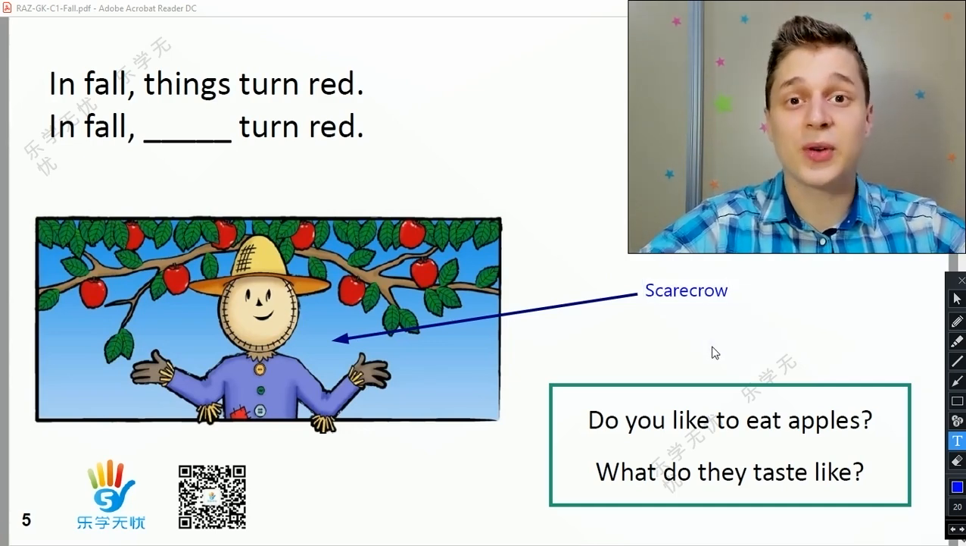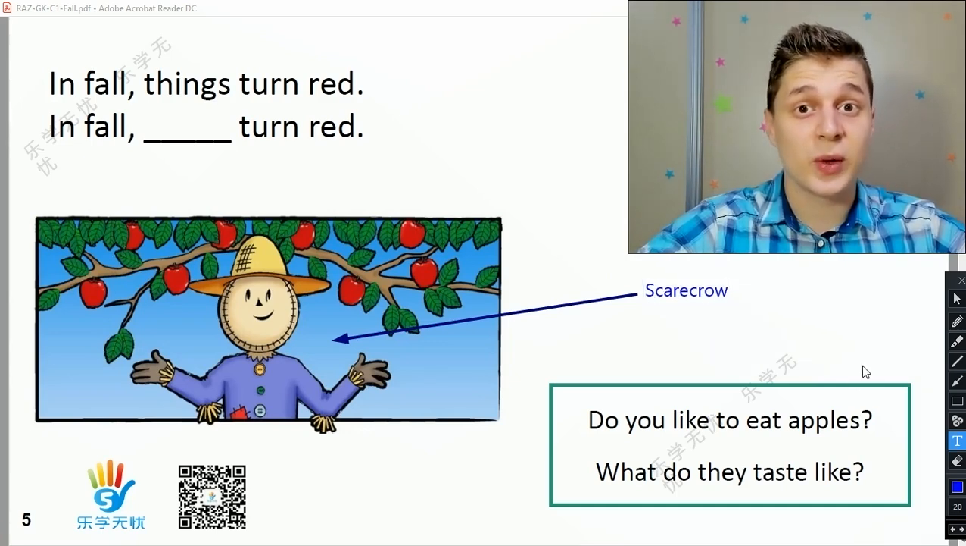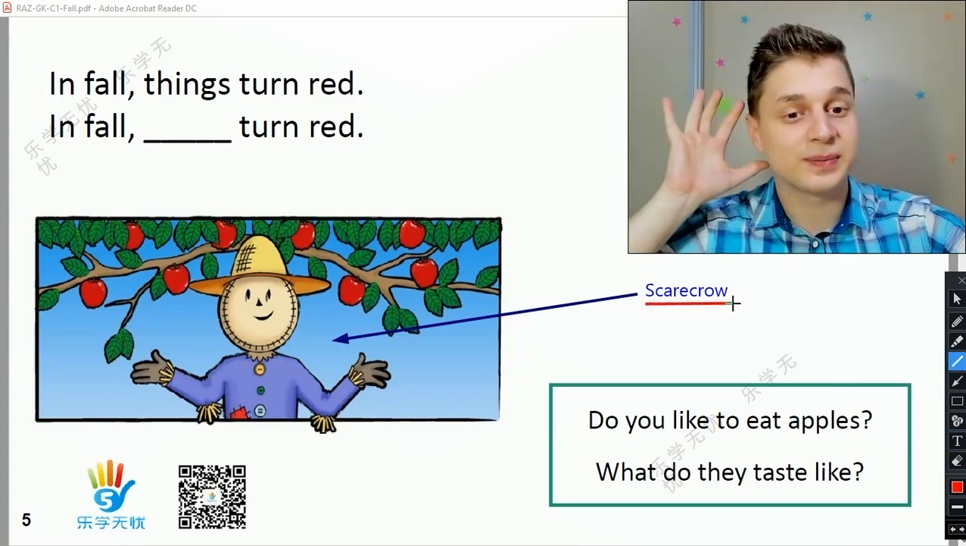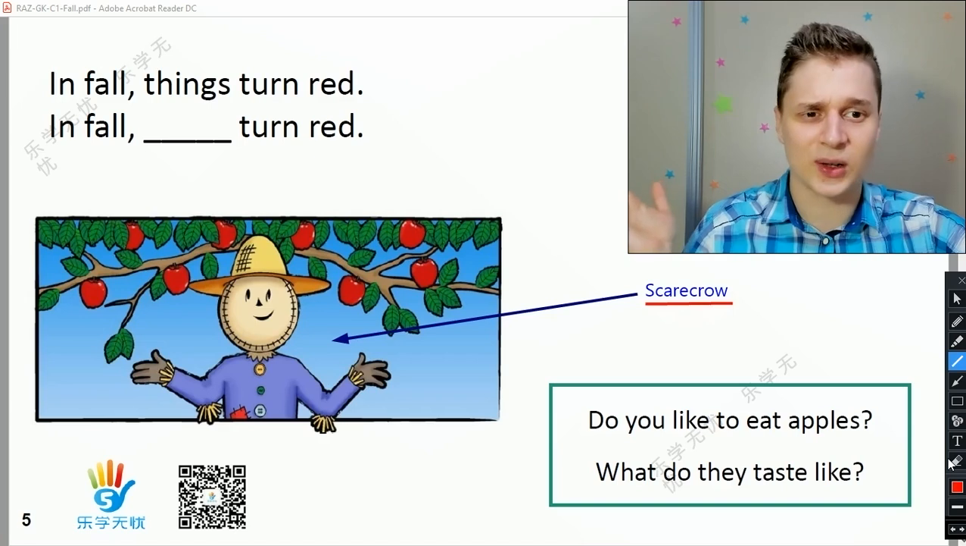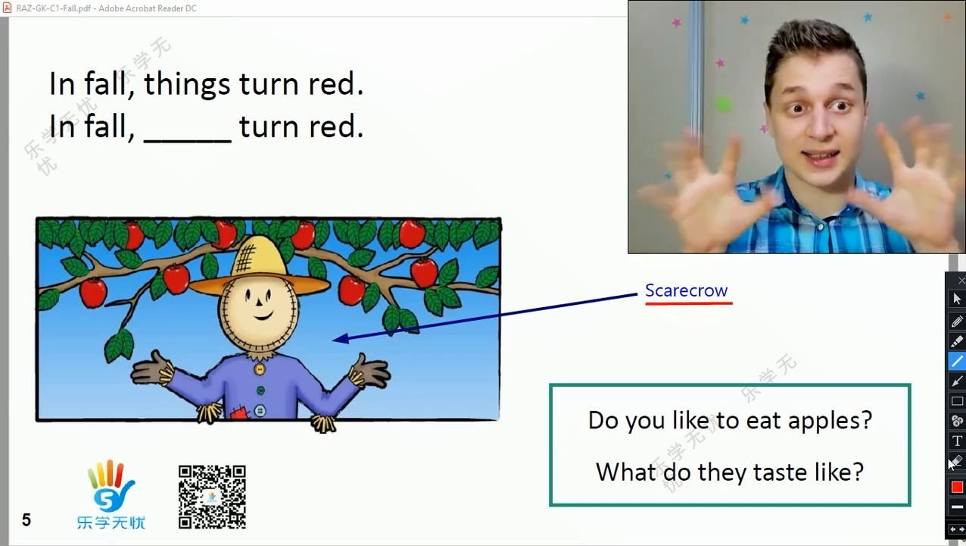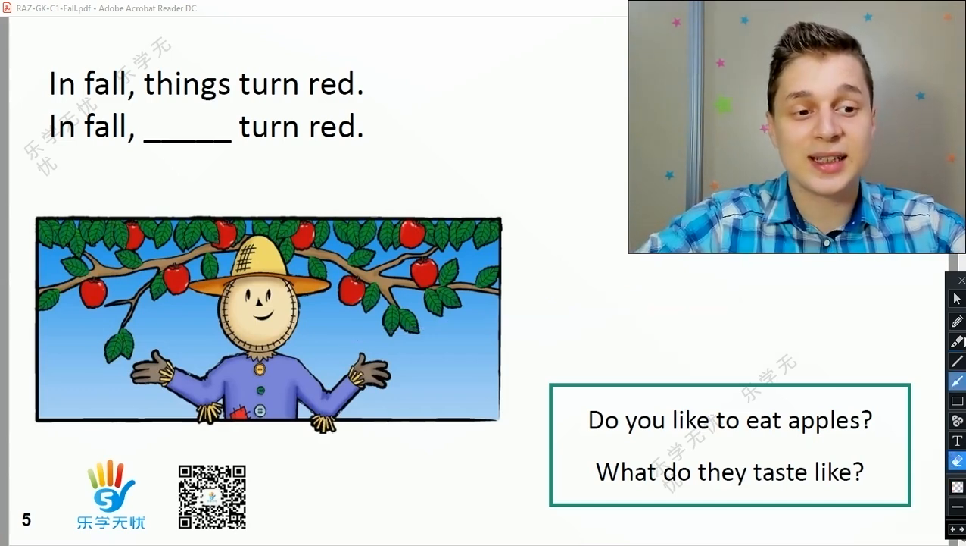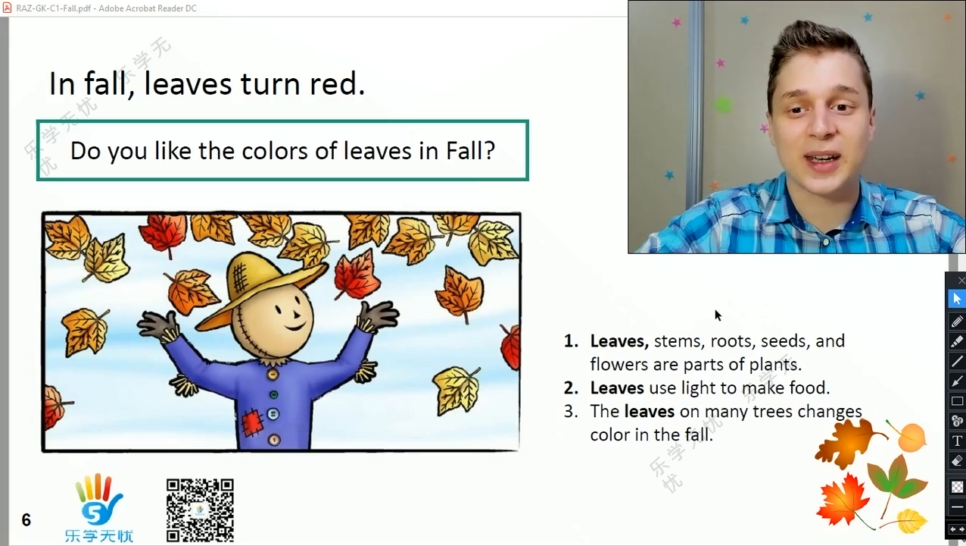You can also find him in that cartoon, The Wizard of Oz. Let's say it together. Scarecrow. Why is it called like this? Because it likes to scare birds called crows. That's what it's used for in the field.